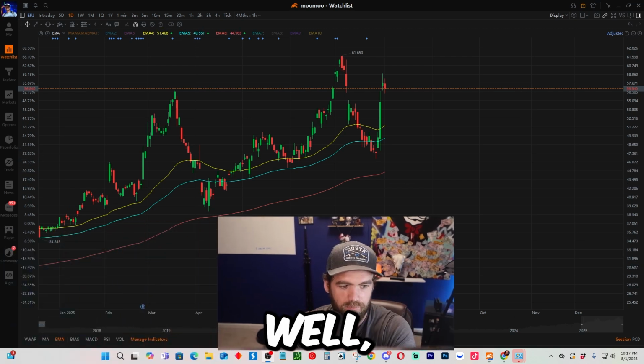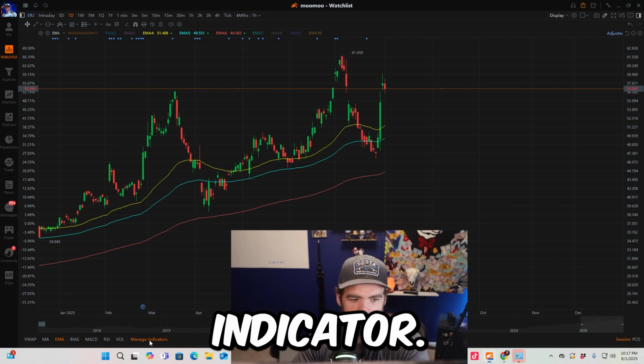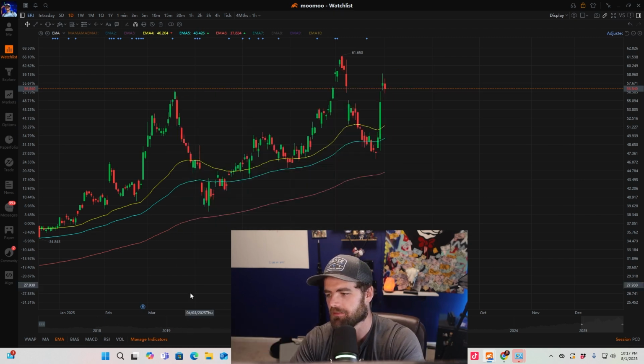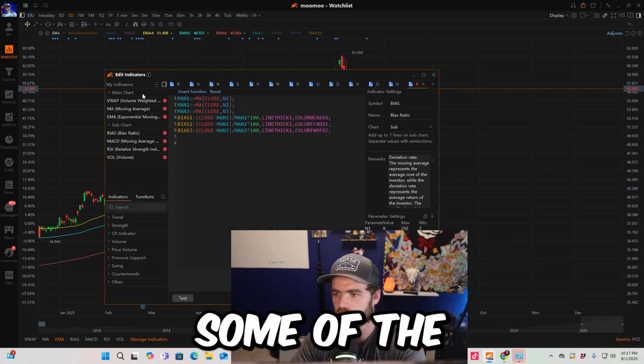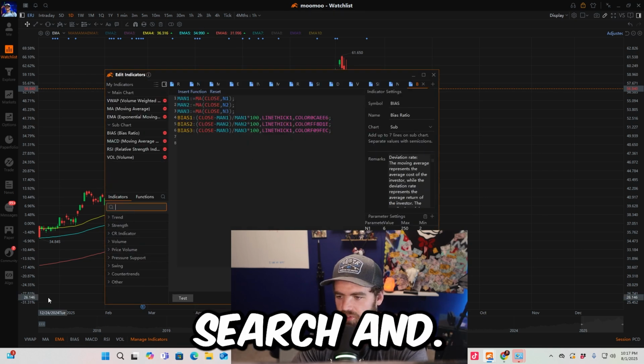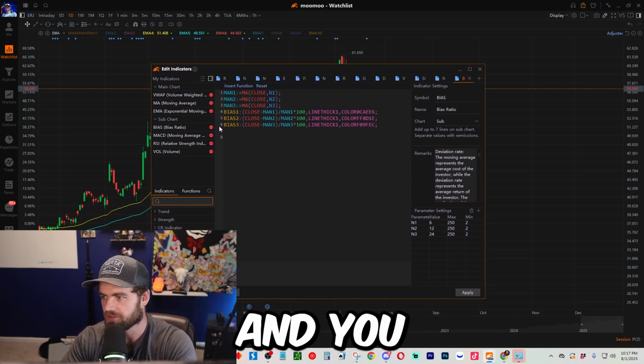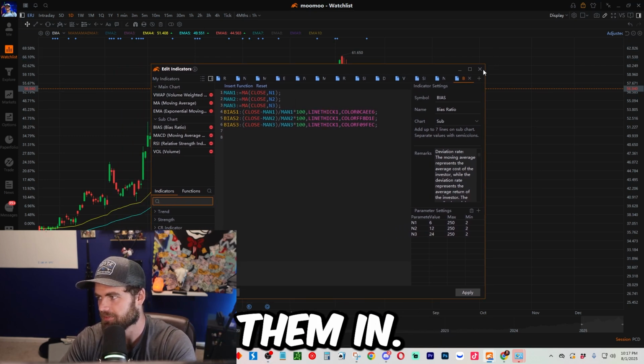Now, if you're wondering, Carter, how do I go ahead and add these indicators? Well, you can see this manage indicators. You can double click this and it'll bring up some of the ones that you guys can add, and search and all of that stuff there. So that's how you guys do that, and you can just literally add them in.